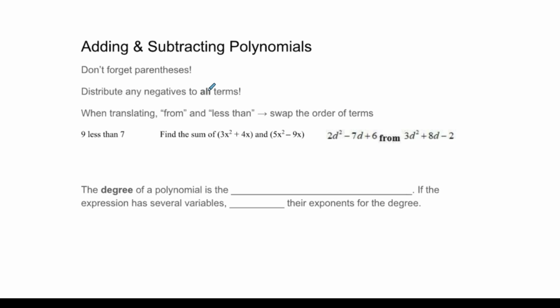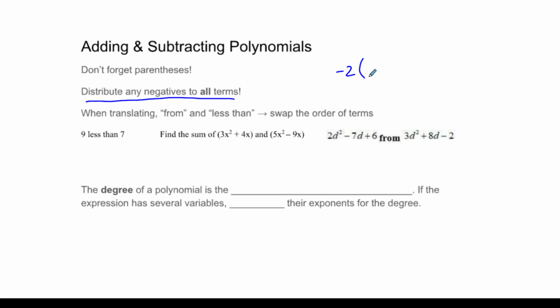So a few things to keep in mind here when we're adding and subtracting polynomials. Don't forget, deal with your parentheses first. Okay, if you're trying to convert something from a written phrase into some sort of expression, keep in mind that you should be using parentheses to separate the different expressions. Okay, and then deal with order of operations and all that. We've got to remember to distribute negatives. That's really, really important.